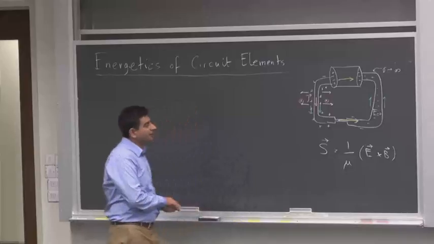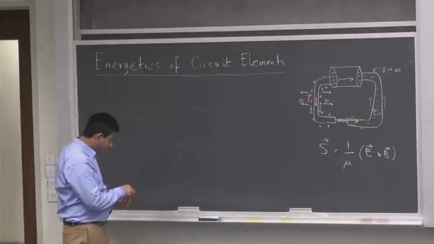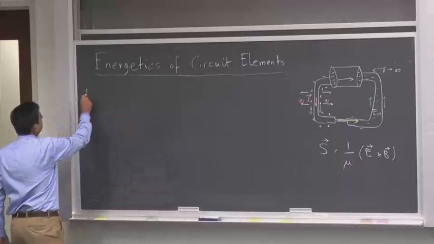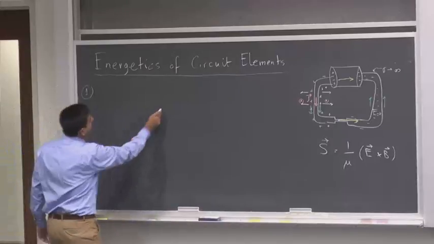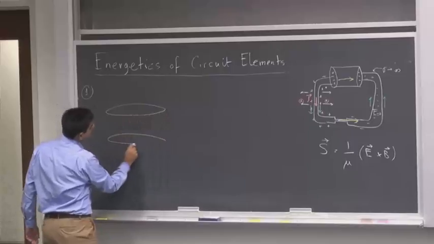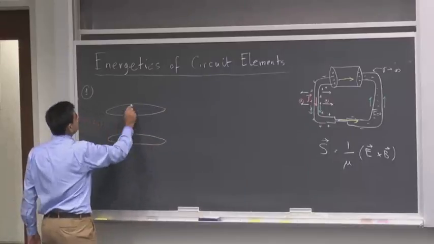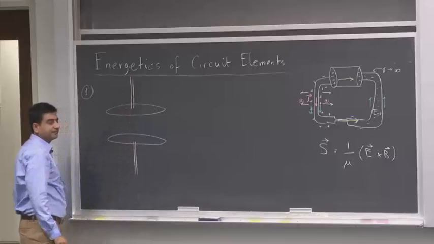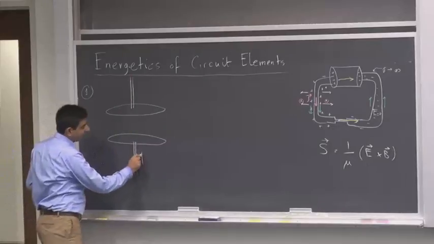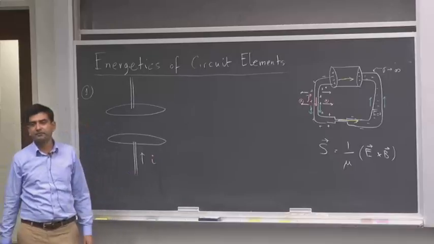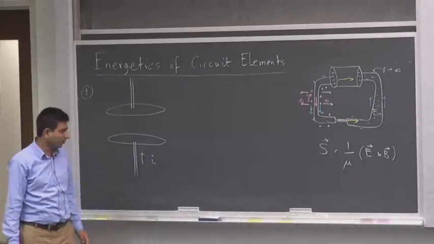Alright? This is something you have to figure out on your own. So what I would like to start off with is the following example. I would like to talk about a capacitor, two parallel plates, and a piece of wire connecting the two plates, and a current coming in. Suppose this is a steady current I, it does not change with time. Okay, so this is steady.